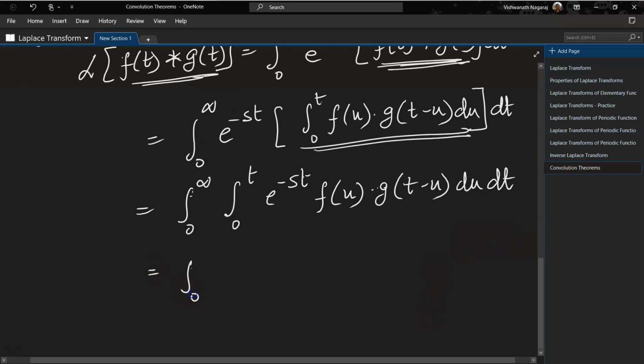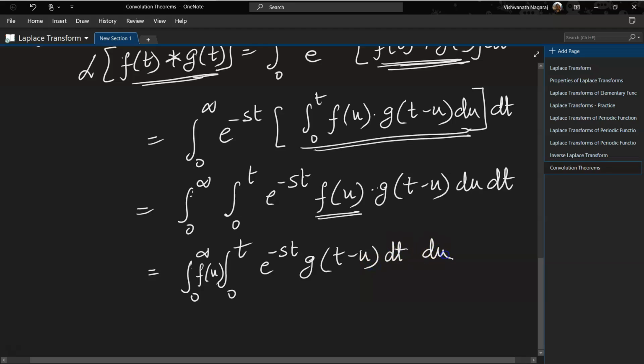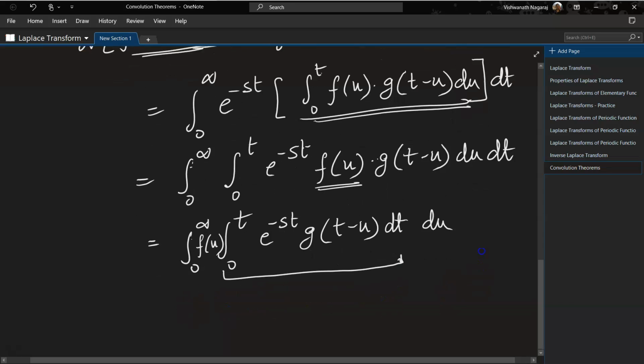Now let's see the integral from 0 to t. If you look at this, f of u doesn't contain t. This has t, this has t, so we can bring t inside and take f of u out. So f of u goes out of this integral, and here I am left with e to the power of minus st g of t minus u dt and du. So this part is one integral and this is the second integral.